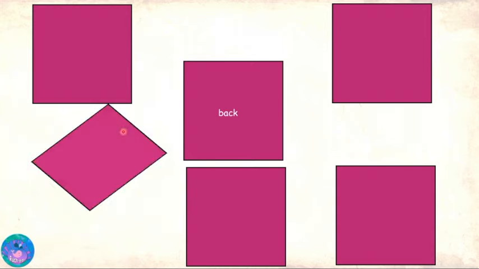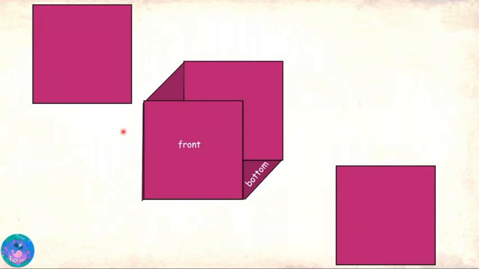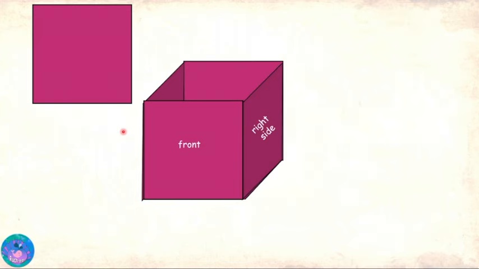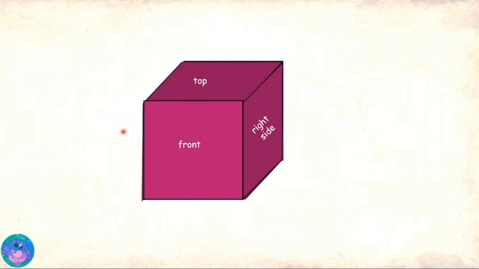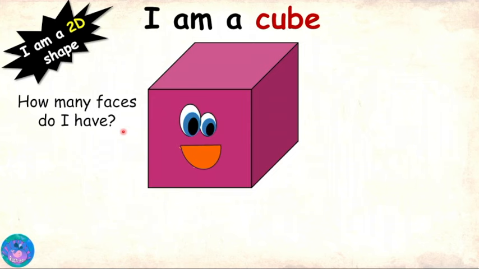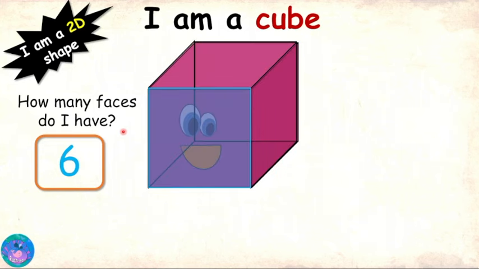Back face. This becomes the left side face. Then we have a front face, a bottom face, right side face, and a top face. Oh, yes! Now I understand. You have 6 faces. And they are front, back, top, bottom, left side, and right side.